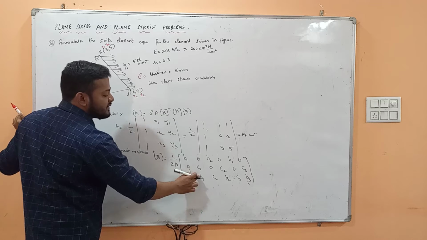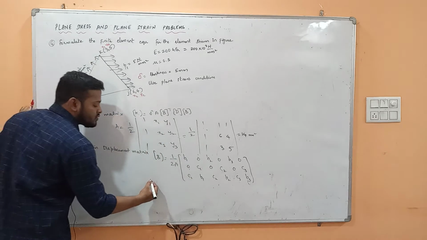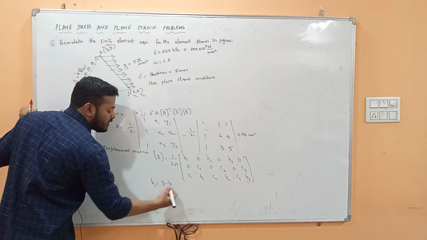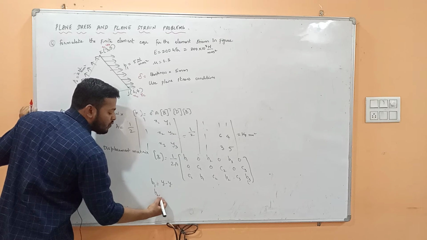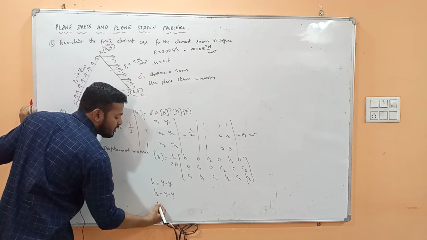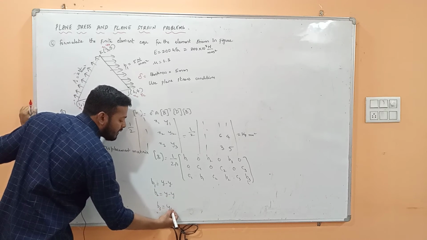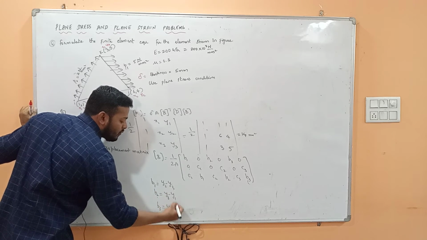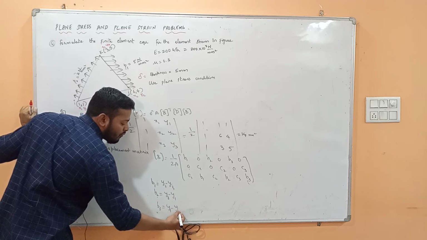So we have to find out these B1 and C1 values. So B1 is Y2 minus Y3, B2 is Y3 minus Y1, B3 is Y1 minus Y2. So 1, 2, 3; 2, 3, 1; 3, 1, 2.